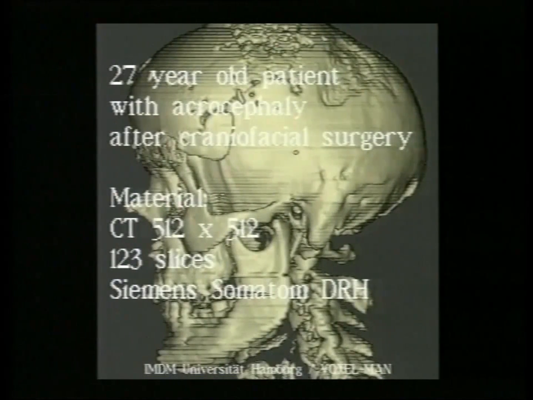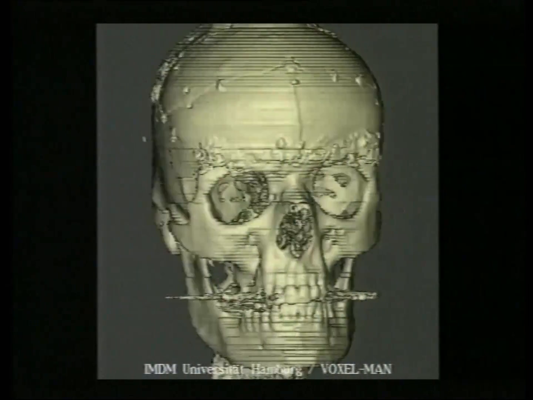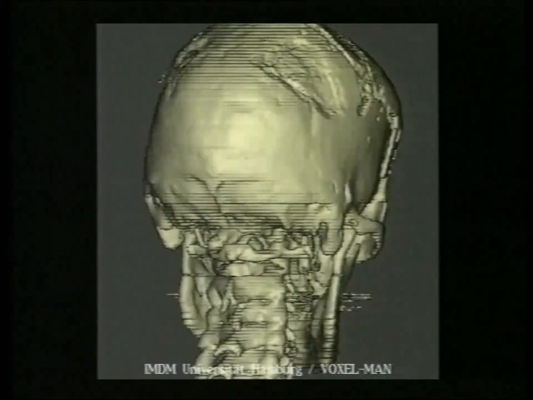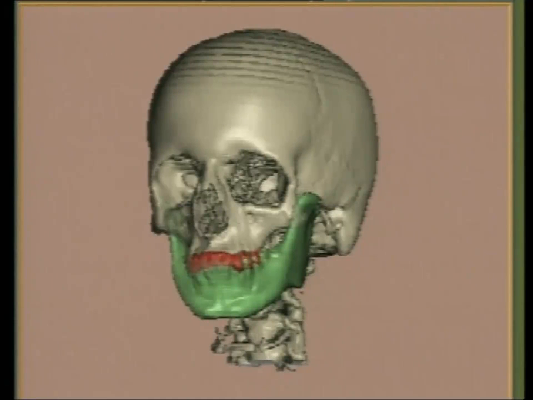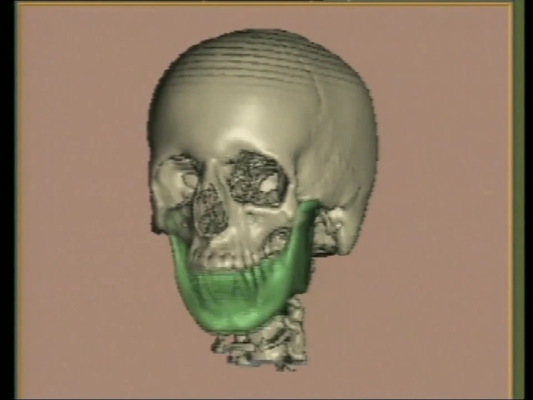This is a highly detailed animation generated in 1987 from a patient after surgery of taricephaly. All details, like sutures and drill holes, correspond to reality. Not only the inspection of inner organs, but also their function was simulated, such as the motion of this jawbone.